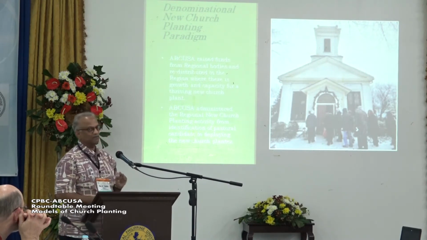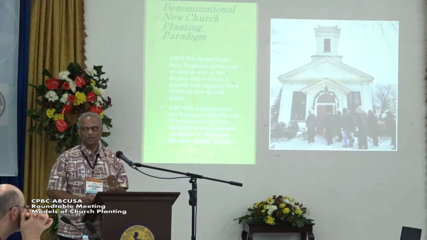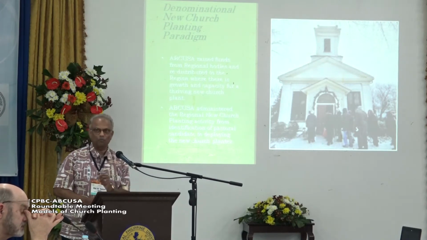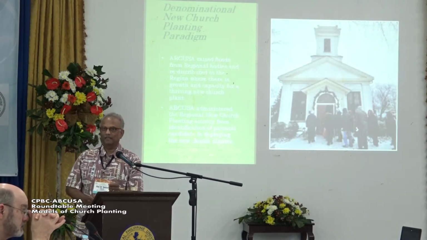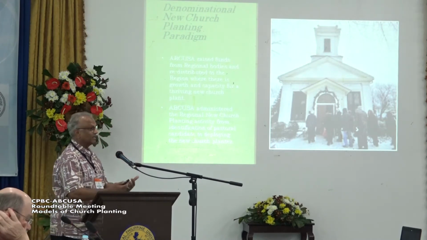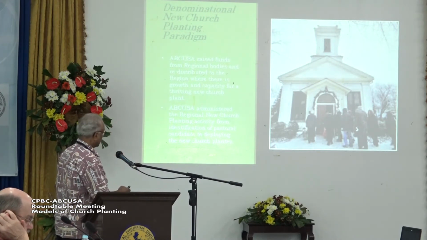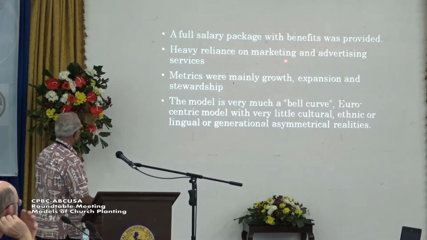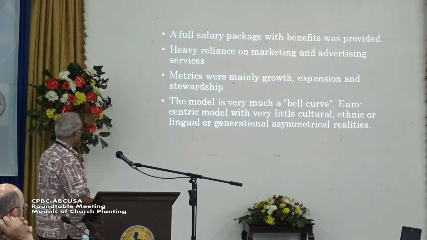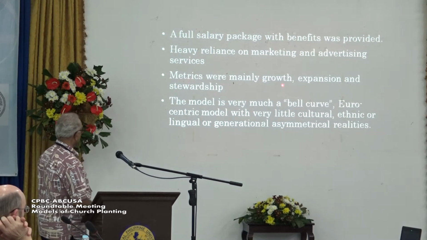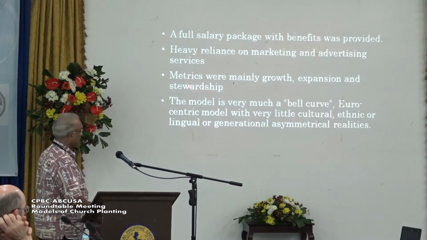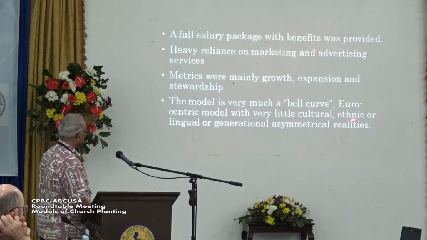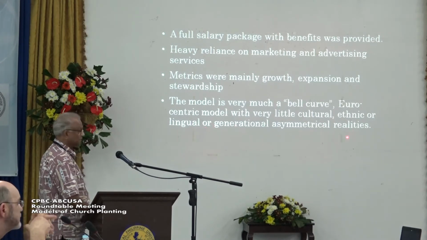And that's how they started a number of churches. However, by the end of the middle 1980s and the early 90s, we're at a 48% death rate, which means a massive amount of wastage of money. And that was the model that I have inherited. So when I first started the process, a full salary package and benefits were provided, with heavy reliance on marketing and advertising, which is a business model, not organic. Metrics were mainly growth, expansion, and stewardship. The model was very much a bell curve Eurocentric model with very little cultural, ethnic, lingual, or generational asymmetrical realities.